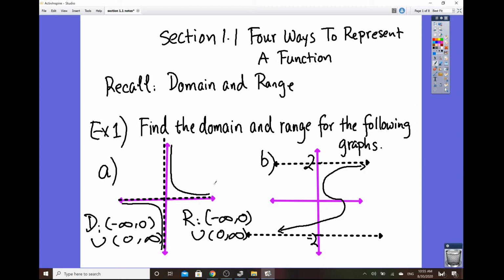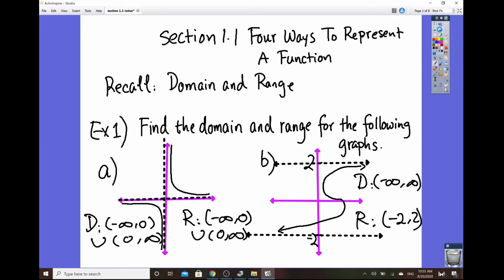For part B, the domain has no restricted value on the x-axis, so the domain is all real numbers. The range is from -2 to +2, but -2 and +2 are not included.